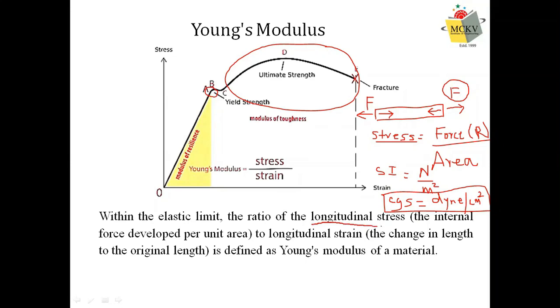Young's modulus is basically longitudinal stress by longitudinal strain. So please understand, longitudinal stress is a stress that is developed along the longitudinal axis of the bar. So let us say this is my object, then the longitudinal axis is this axis along the length. So any stresses developed along the length of this material will be longitudinal stresses.